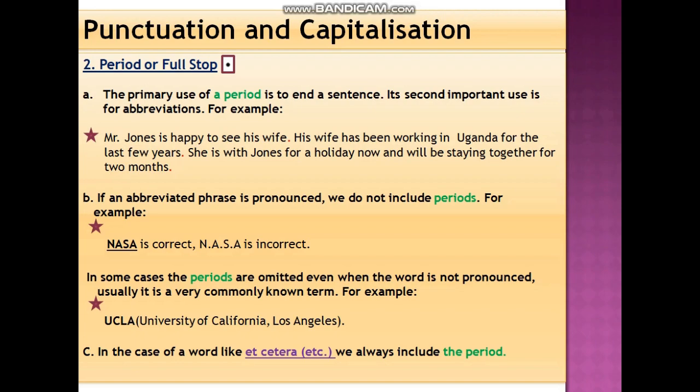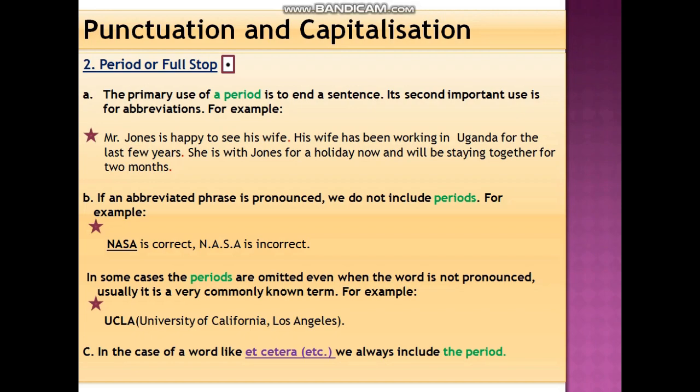She is with Jones for a holiday now and will be staying together for 2 months. After 2 months, we have used another period. It's because it's also an ending word. Okay. Come to the next one.